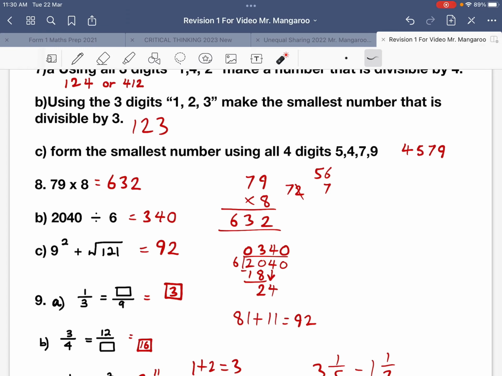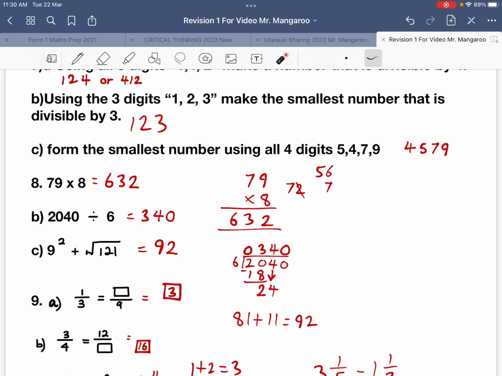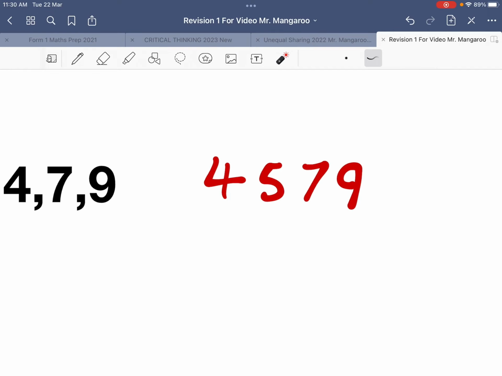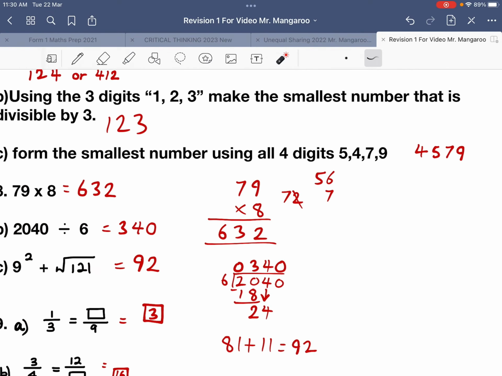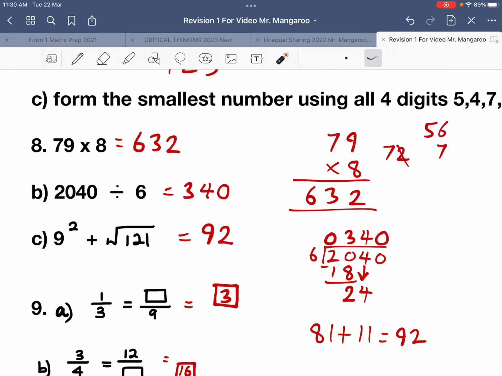Form the smallest number using all 4 digits. Right, so this one is similar to B but easier. So that's it, 4, 5, 7, 9. Easy. Next we have multiplication. I'm going to assume that you all can multiply at this stage. Right, so you should get 632.